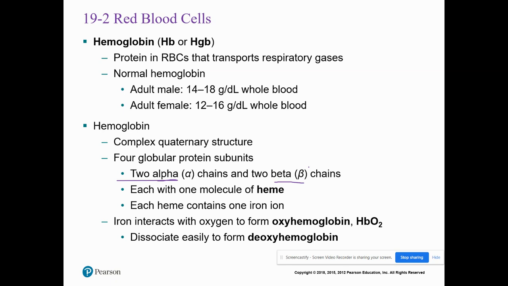So if you have 2 alphas and 2 betas, that gives you 4 chains total, and they're going to bind the CO2, okay, and get rid of it. So this is going to bind the CO2.